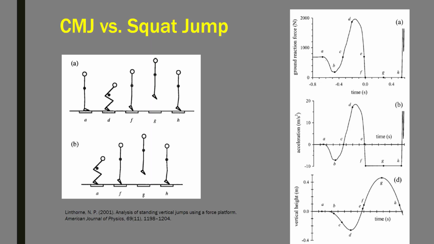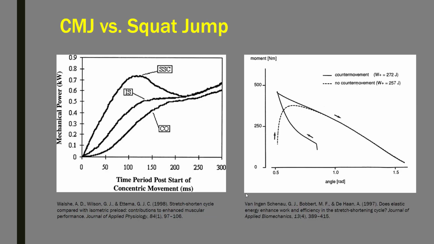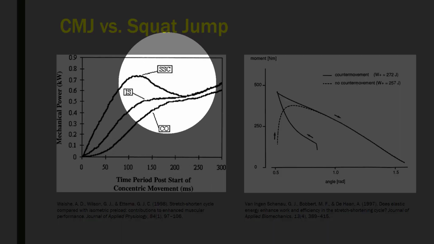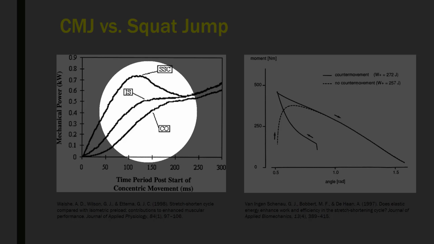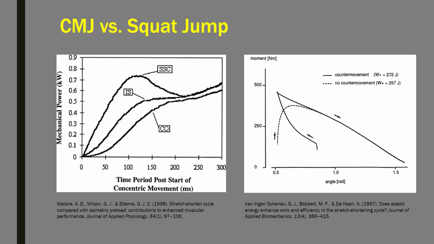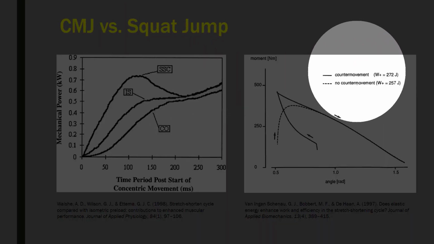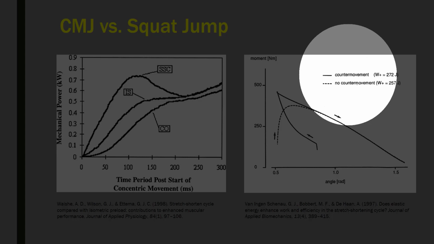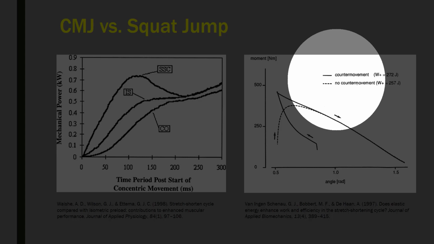So studies have shown that one of the things that makes the counter movement jump superior, if you will, to the squat jump is the activation of the so-called stretch shortening cycle, where there is an eccentric phase in which energy is elastically stored in the muscles and the tendons and ligaments, and released during the concentric phase, thereby allowing a greater torque and subsequently greater acceleration of the body center of gravity during takeoff.